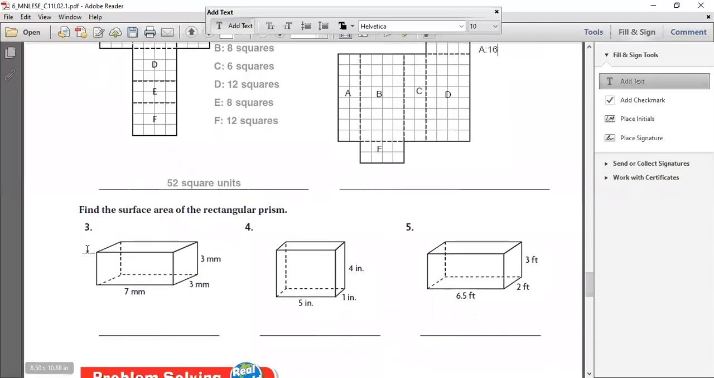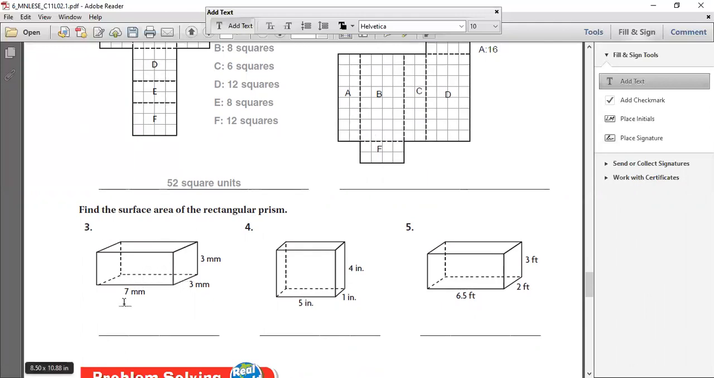But for question number 3, you will not do it that way because we don't have these squares. So you will follow the way which we did right before. You will name all the sides. You will write down the numbers of all the sides and name them as A, B, C, and then you will find the surface area.